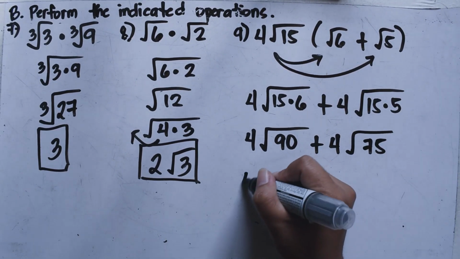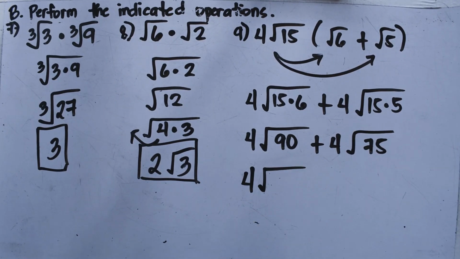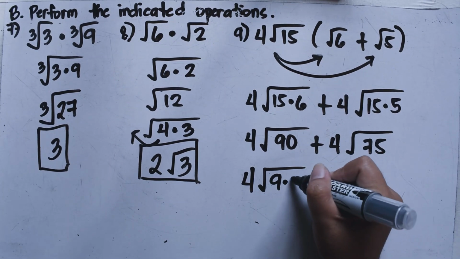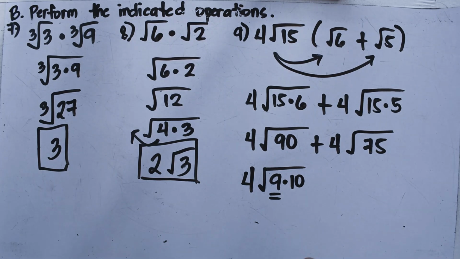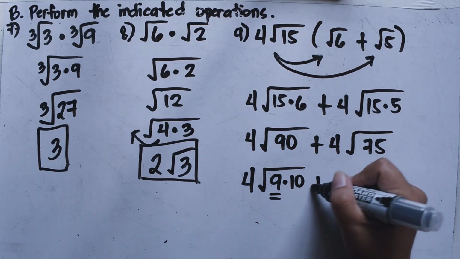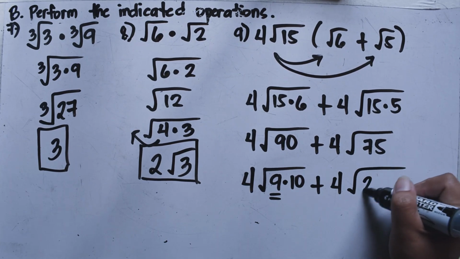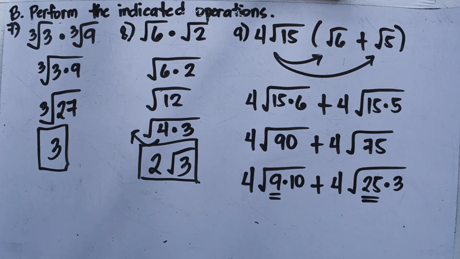Now, simplify. So, we have 4 square root of, guys, si 90, i-reduce ulit natin. Hanapan natin ng factor na merong perfect square root. So, ano siya? Siyempre, si 9, 'di ba? 9 times 10. Marami siyang factor, pero hahanap kayo na may perfect square para makapag-simplify. 'Di ba si 9 yon? Plus 4. So, ganun din kay 75. Hanap kayo ng factor ni 75 na may perfect square. So, yun po ay si 25. So, 25 times 3. 25 kasi is also a perfect square.